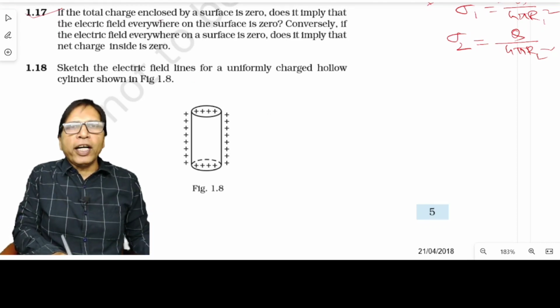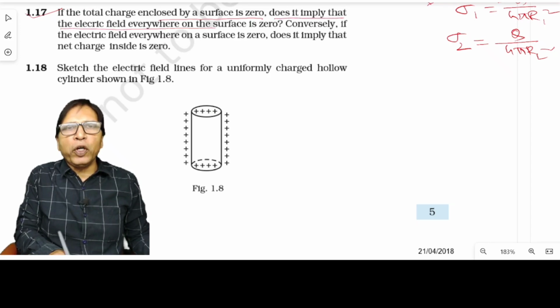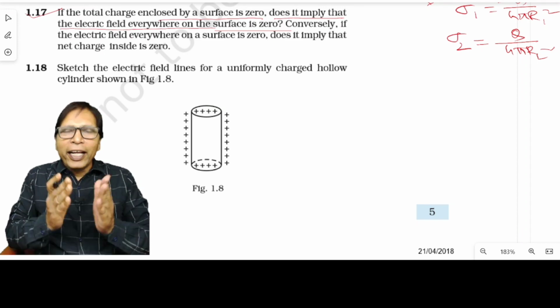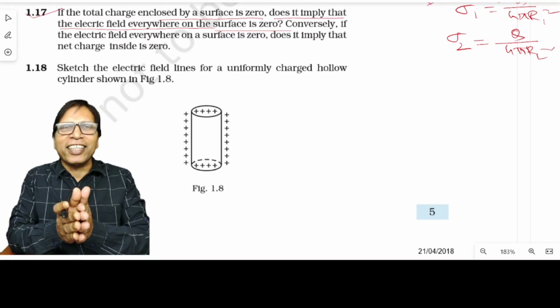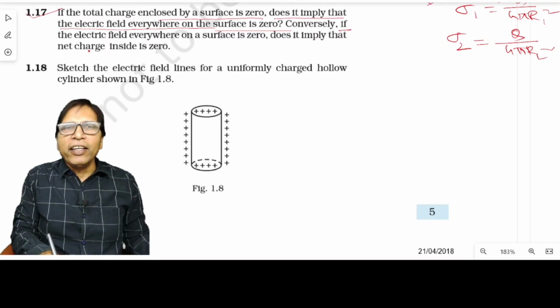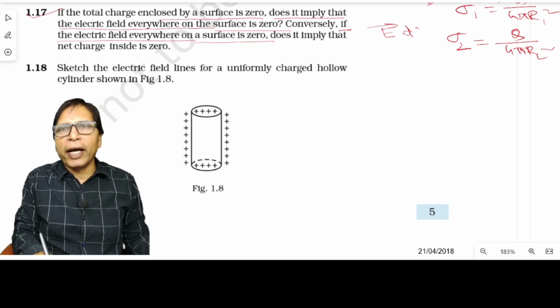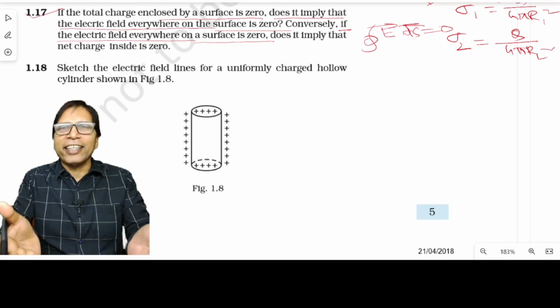If the total charge enclosed by the surface is zero, does it imply that the electric field everywhere on the surface is zero? No. Electric field may be parallel to the surface of the conductor. Conversely, if the electric field everywhere on the surface is zero, then E vector dot dS vector equals zero, so no charge is present inside the surface.